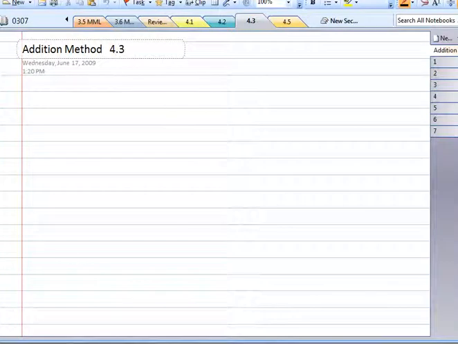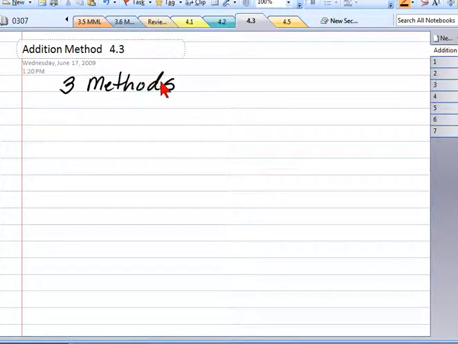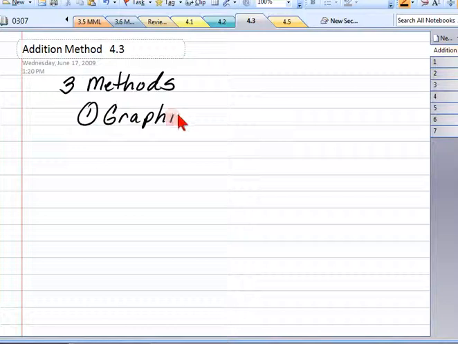Today's lesson in 4.3 is about a third method for solving systems of equations. Before we actually get into it, let's talk about the three methods that we have. Two of them we've studied. The first method for solving a system is graphing. And we saw that method in section 4.1.